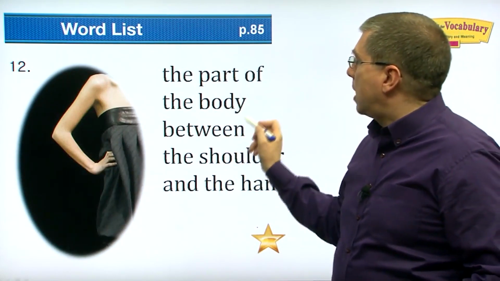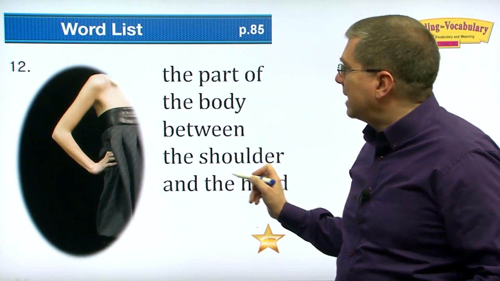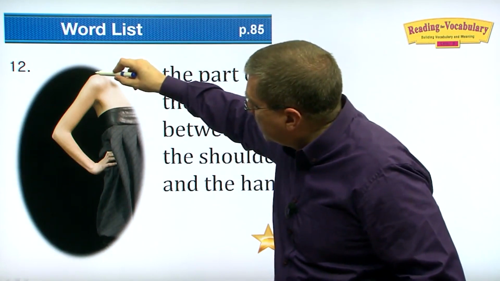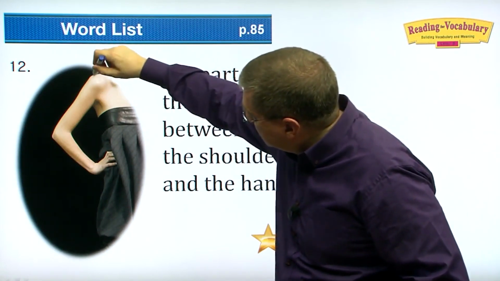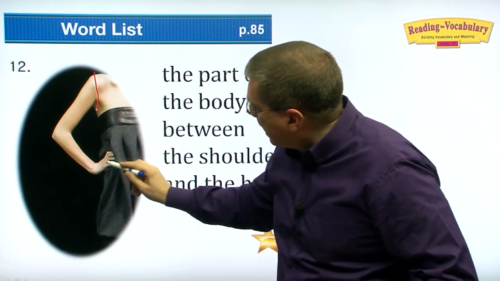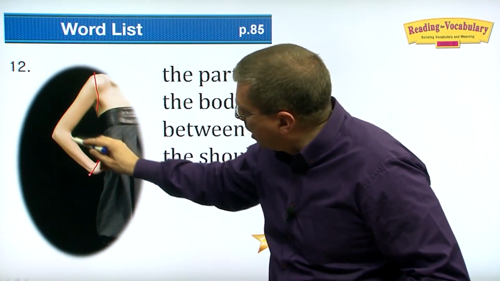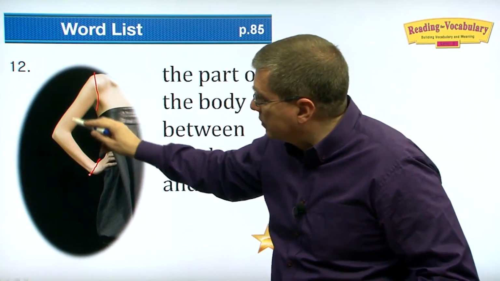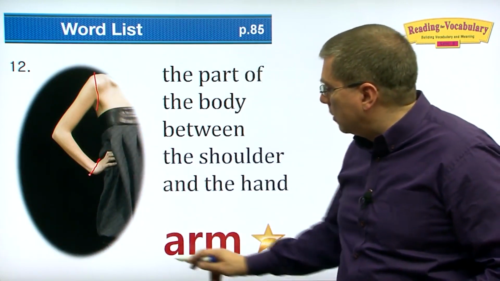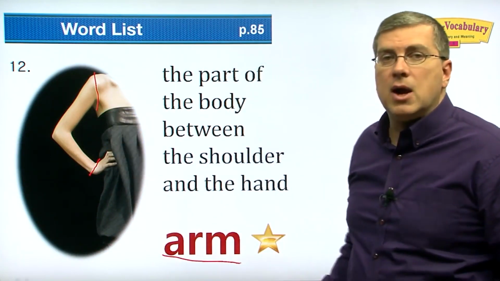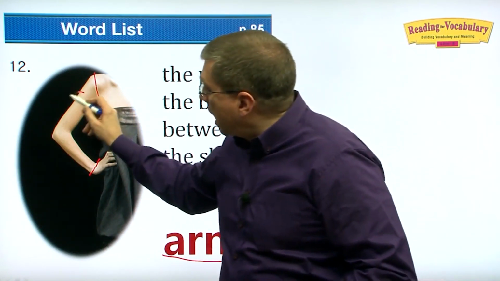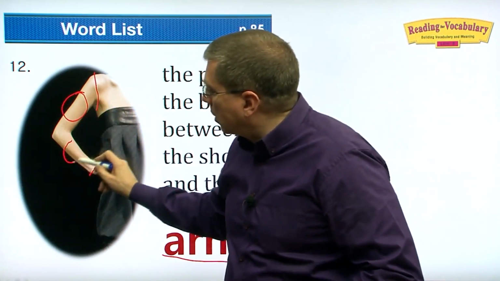12. The part of the body between the shoulder and the hand. So we're looking at the part of the body. Here's your shoulder here. And there's your hand down here. So we're looking at this part of the body right here. And as you can see, there's two parts, right? What do we call it? We call it the arm. The arm. Now, of course, you have an upper arm and a lower arm.